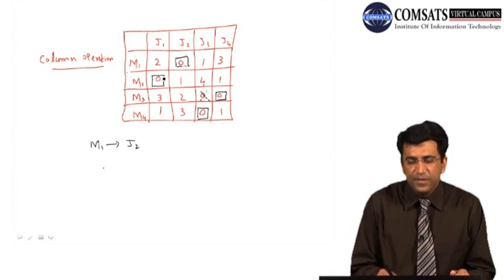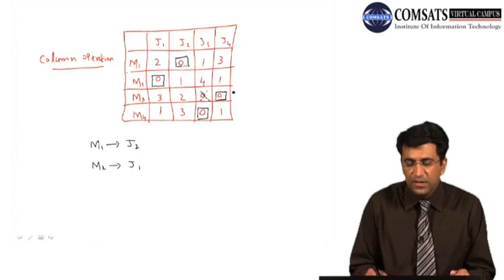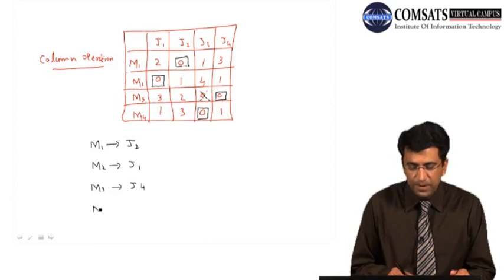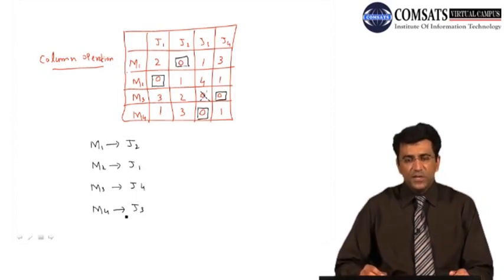Similarly, for the next square or 0, M2 should be assigned job 1. Similarly, for this particular 0 or assignment, M3 should be assigned J4, and similarly this assignment, M4 should be assigned J3.